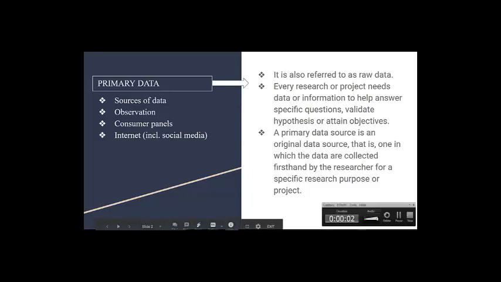Primary data is also called raw data, and every research or project needs data or information to help it answer specific questions, validate hypotheses, or attain objectives. And primary data is an original data source, that is one in which the data are collected firsthand by the researcher for a specific research purpose or project.